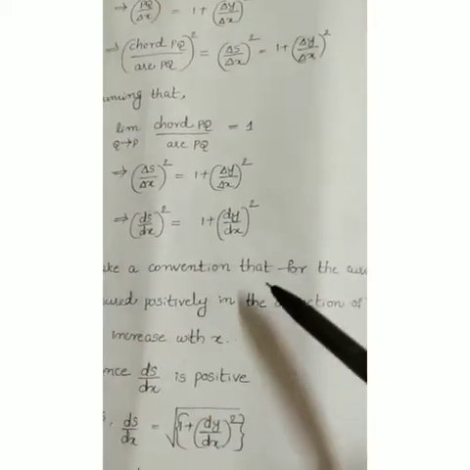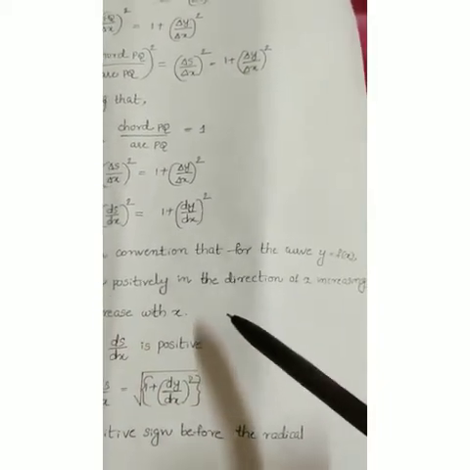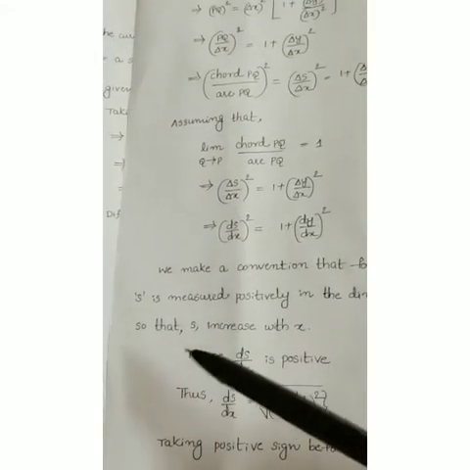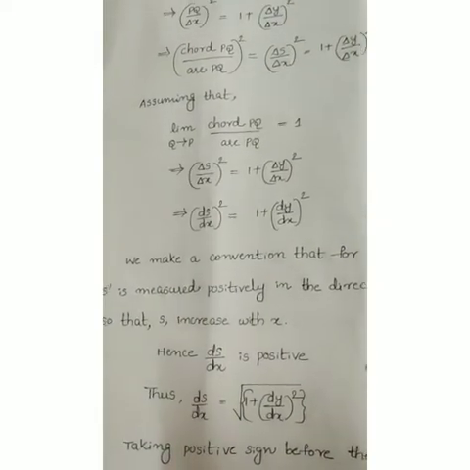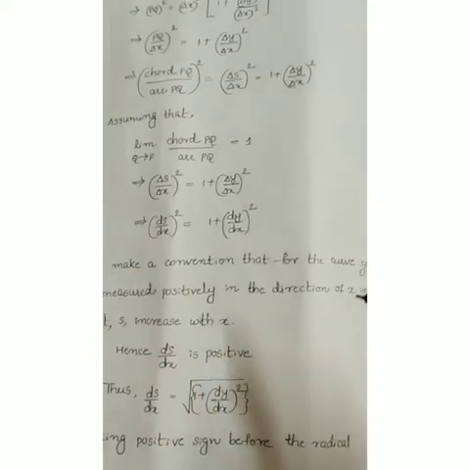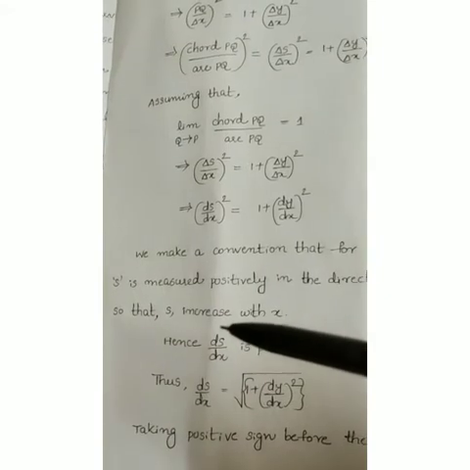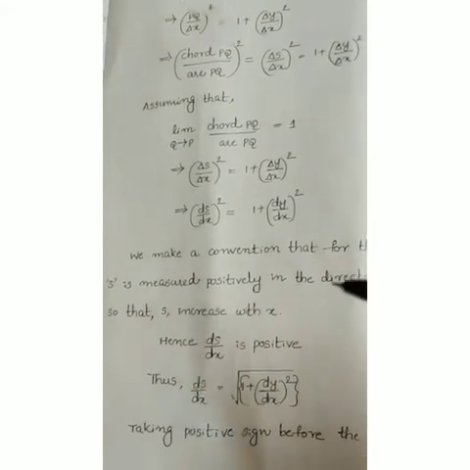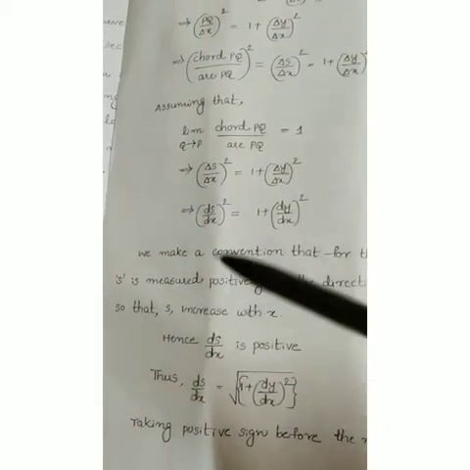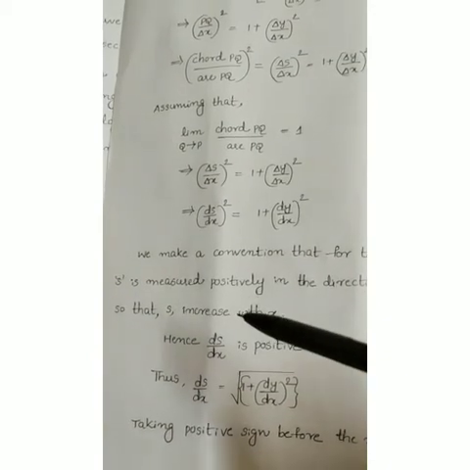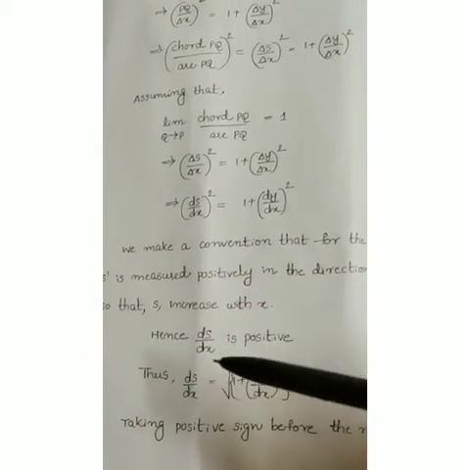We make a convention that for the curve y equal to f of x, s is measured positively in the direction of x increasing, so that s increases with x. So the value of s is positive in the direction of x increasing. If x is increasing, then the value of s is measured positively, so that s increases with x. Hence ds by dx is positive.